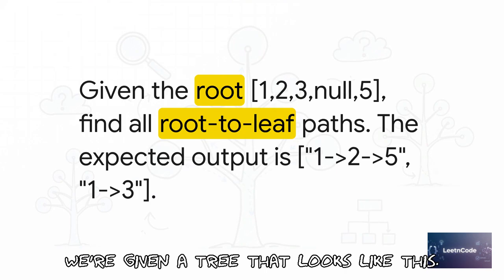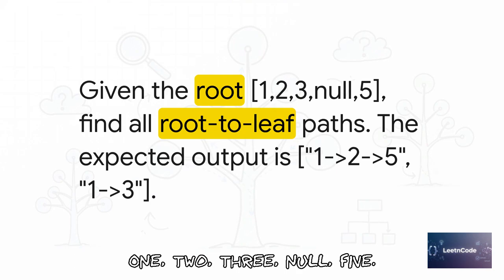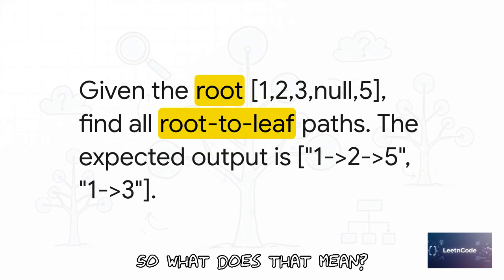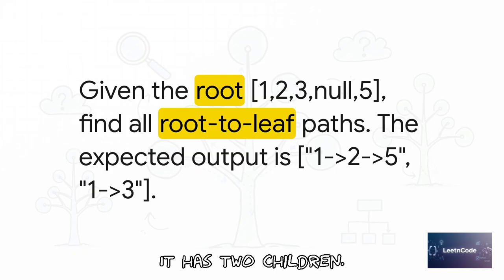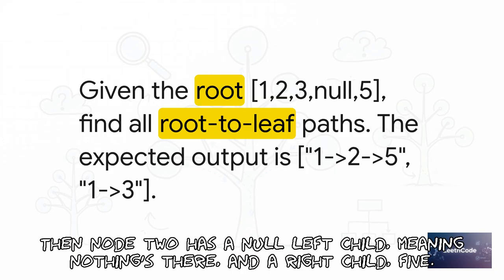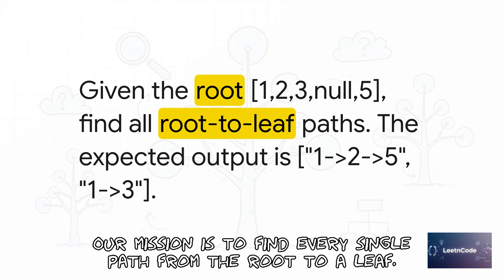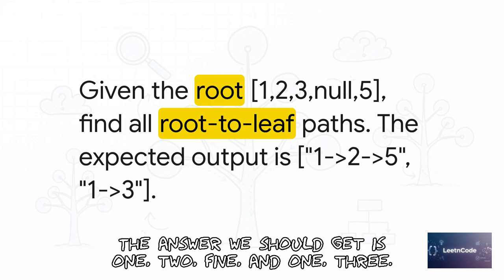Let's make this real with our specific example. We're given a tree that looks like this: 1, 2, 3, null, 5. So what does that mean? Well, 1 is our root. It has 2 children, 2 and 3. Then node 2 has a null left child, meaning nothing's there, and a right child, 5. Our mission is to find every single path from the root to a leaf. The answer we should get is 1, 2, 5, and 1, 3.